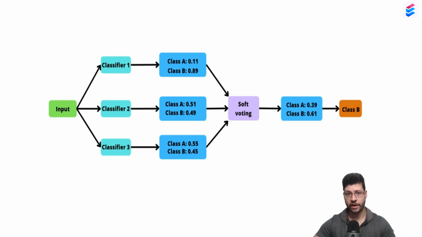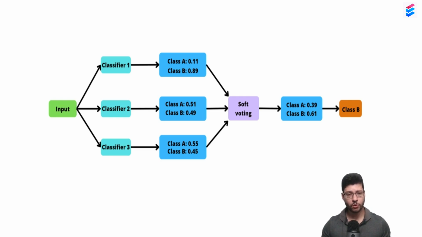In soft voting, on the other hand, every classifier will provide us with a probability value for each class. In this case, we have 2 classes, class A and class B. So from each of our classifiers, we are going to get 2 probability values, one for class A and one for class B. The way we calculate the final probability value is by summing up the individual probability values and dividing them by the number of classifiers.